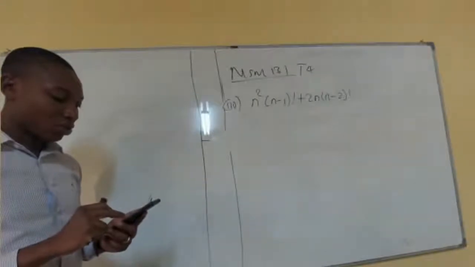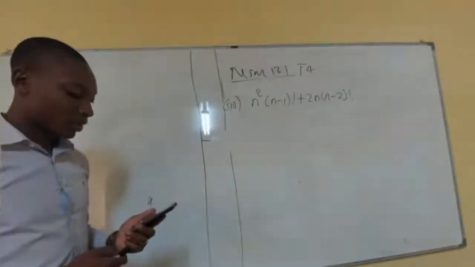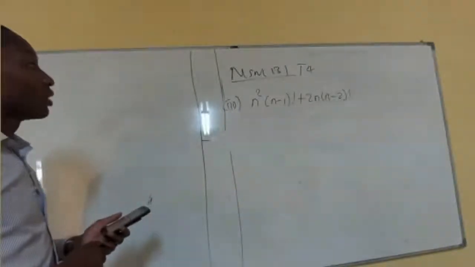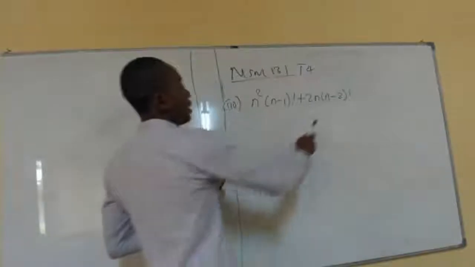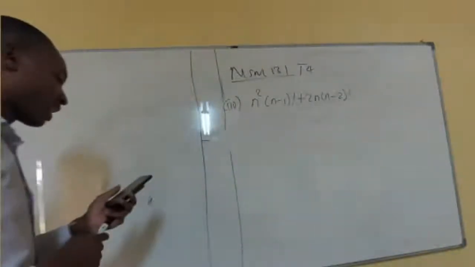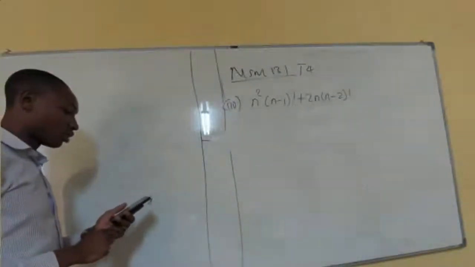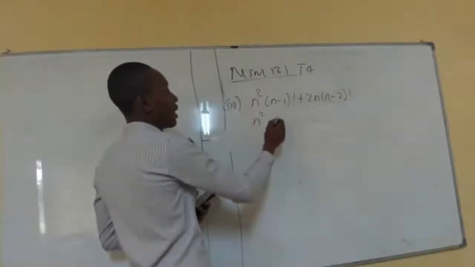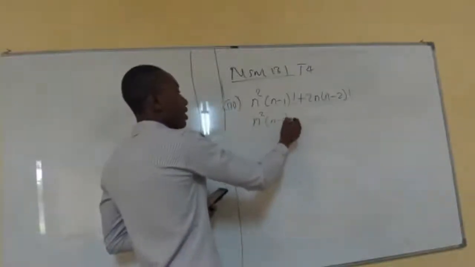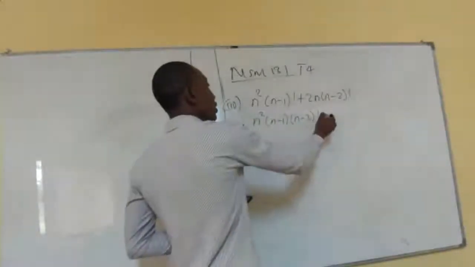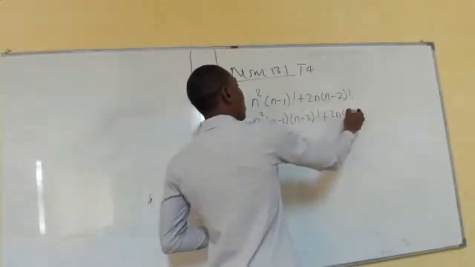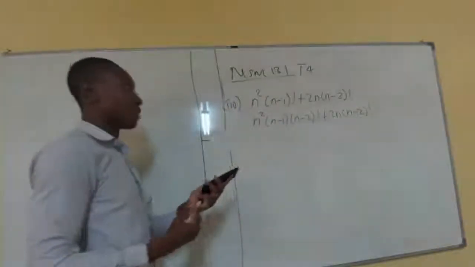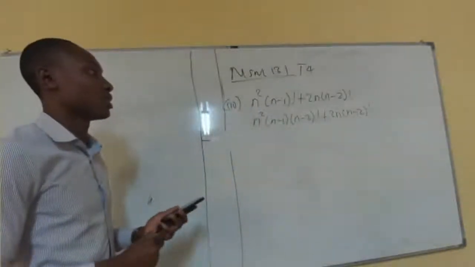If you look at part 2, you just follow what is common. If you check, this one is ending at n minus 2 factorial, so I can write n minus 1 factorial as n minus 1 times n minus 2 factorial. So this is n squared, n minus 1, then n minus 2 factorial, then plus 2n, n minus 2 factorial. So I've just taken it to the next term, which is n minus 2.